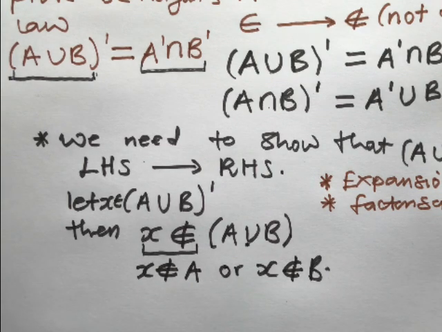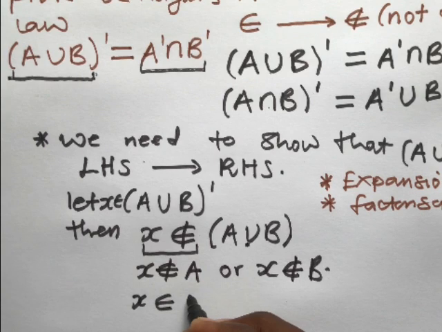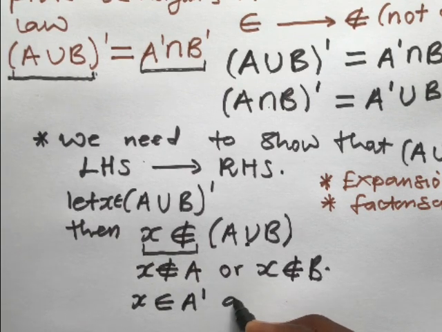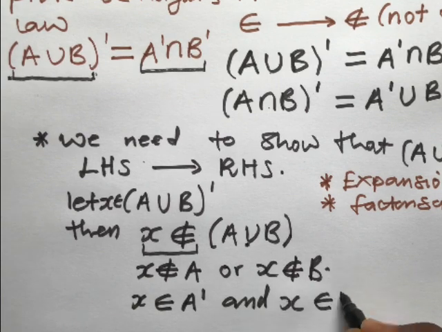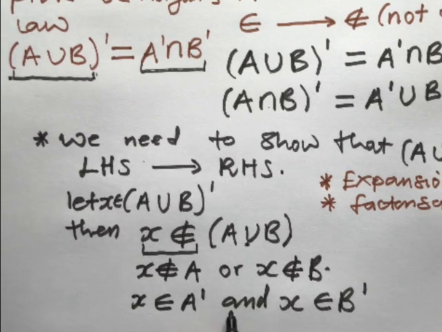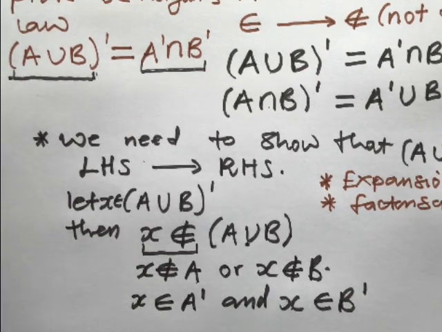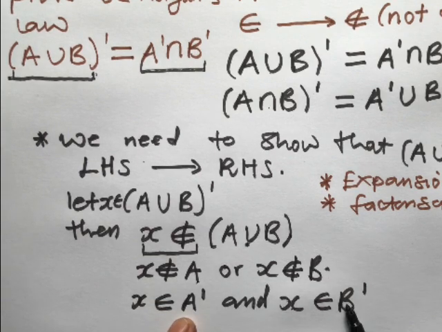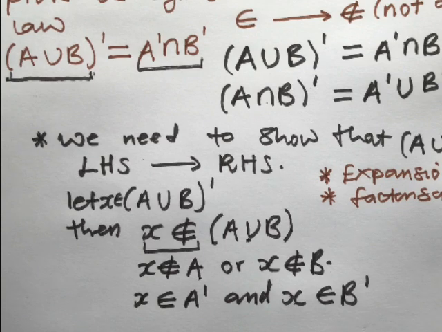Now, what does it mean? If X is not a member of this, or it can't be a member of this, meaning that X is going to be a member of A complement, and X can also be a member of B complement. Why am I using the word and? It's because it can't be found in set A and set B, meaning that it can be located in this set and that set. All right, so we proceed.